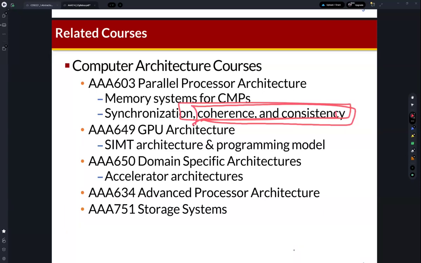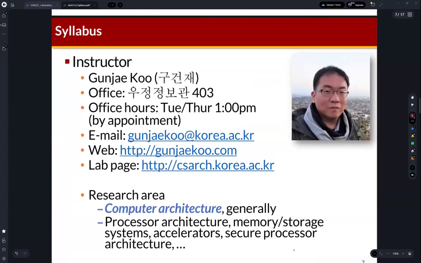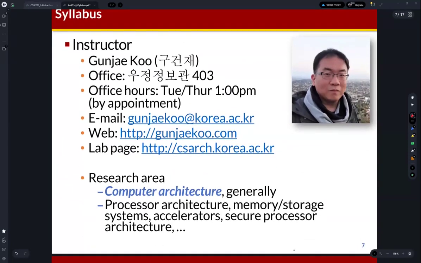Okay? This is me. And my research area is computer architecture, right? If you are interested, you can visit the web pages. Okay.